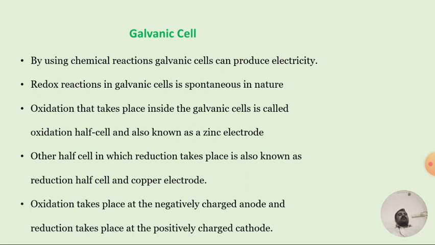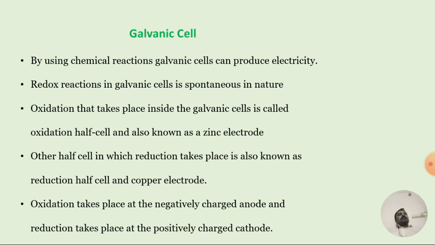Oxidation that takes place inside a galvanic cell happens in the oxidation half cell, also known as the zinc electrode. For example, zinc will be oxidized, donating electrons to the reducing metal. The cell where oxidation takes place is called the half cell. One part of the reaction is happening in the zinc. Zinc donates the electron, so it gets oxidized. This is known as the oxidation half cell.